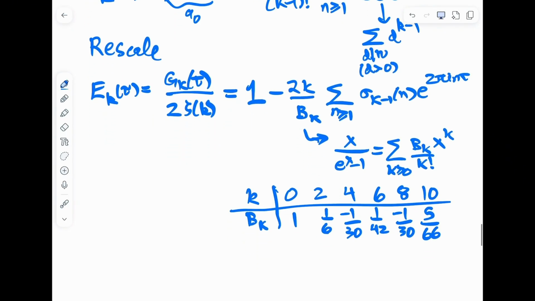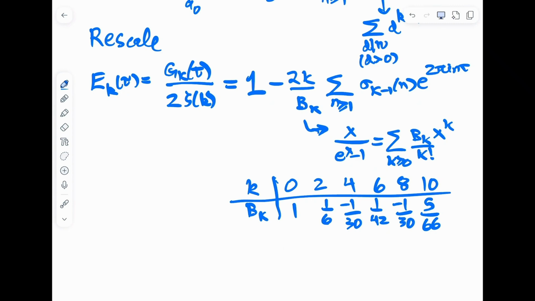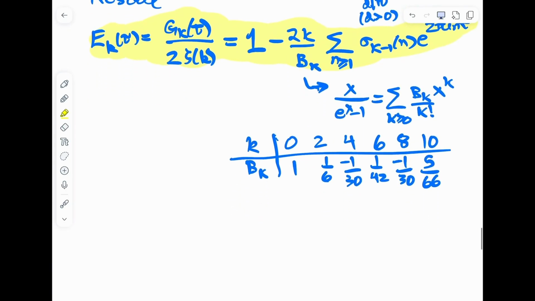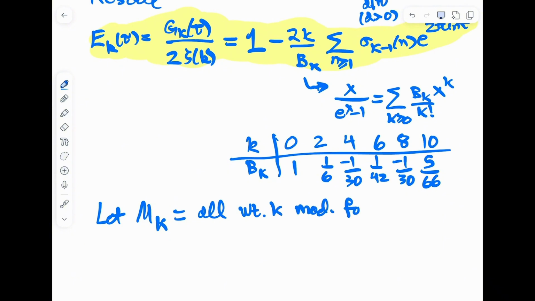Okay, so anyway, this rescaled thing, I call the normalized Eisenstein series, so that they all have constant term 1. Maybe a nicer way to write them out, because you made all the coefficients rational. Okay, so here's the great property of modular forms. Let's let M_k be all the weight k modular forms for SL2Z. I still haven't made a connection to theta series.